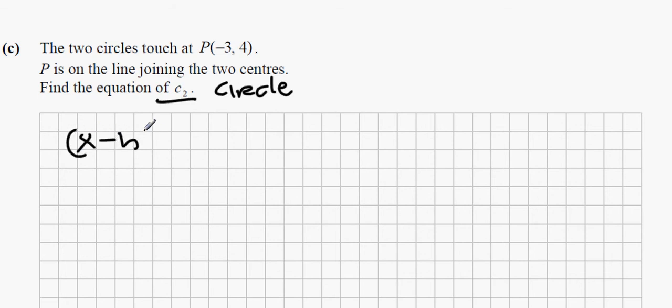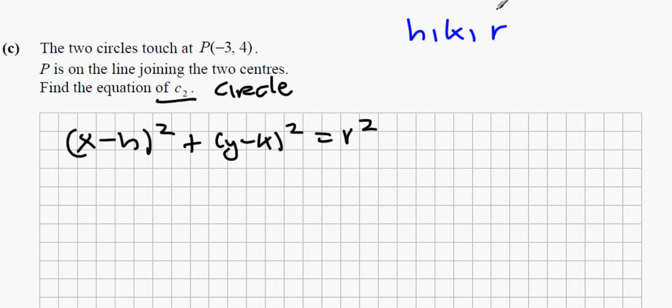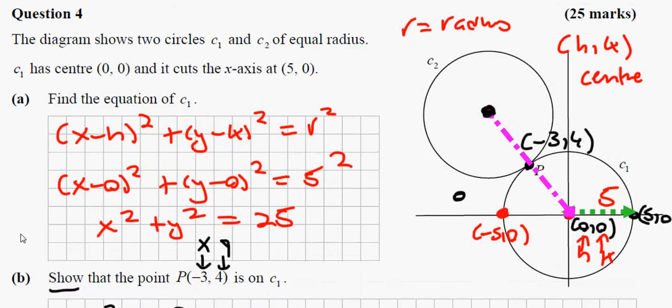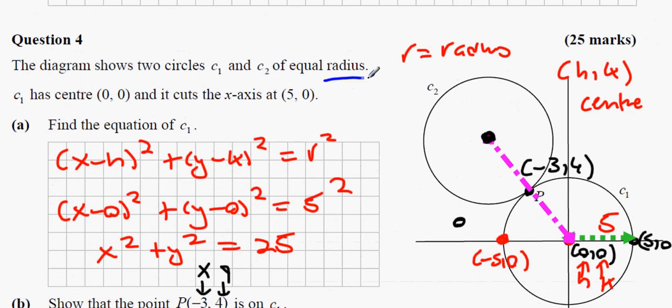So (x minus h) squared plus (y minus k) squared equals r squared. Make a list of what I need. I need h, k and r. I know r already because it says they're equal. It says two equal circles of the same radius. I know the radius of the first circle is 5, therefore the radius of the second circle also has to be 5. I need to find out what h, k is. That's the problem here. What is h, k?